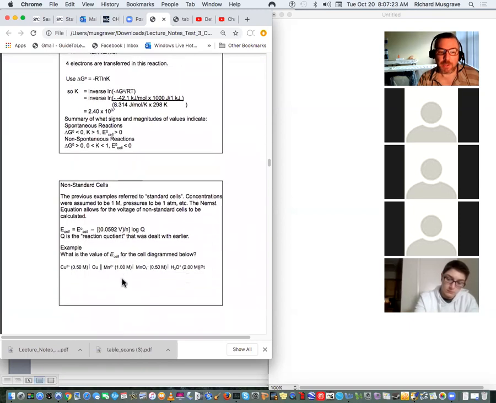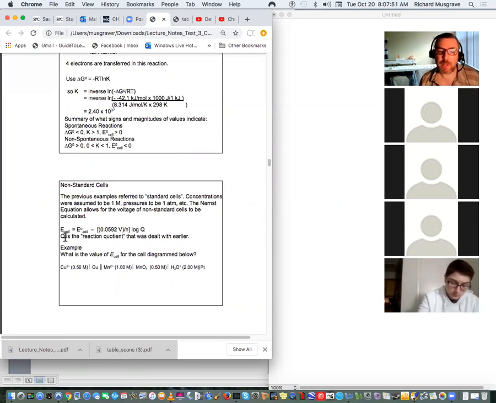We have an equation that allows us to determine the voltage if the solutions are not 1 molar. So we call these non-standard cells. And for this, we use an equation called the Nernst equation. Not an equation you have to memorize. It's one I give you in the test. And you can see it's E cell. Now, you'll notice there's no naught on the E cell here, because it's not standard.